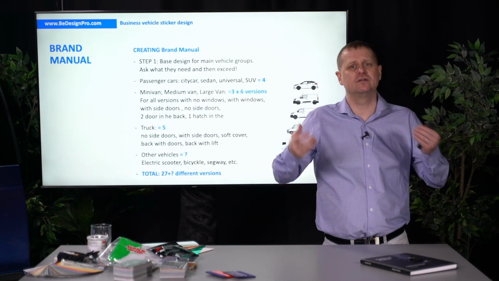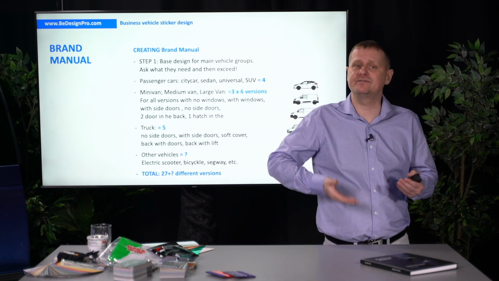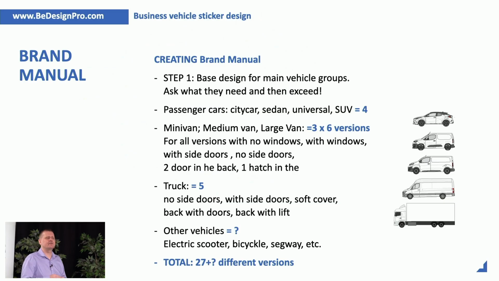Also for the trucks, make different versions: with side doors, without side doors, soft cover, or with back doors or with back lift. And also put in some other vehicles like electric scooters, bicycle, Segway, for example. But wait, you now have to do not only those 4 versions, but in total about 27 different versions. You're correct, but it gets even more difficult.